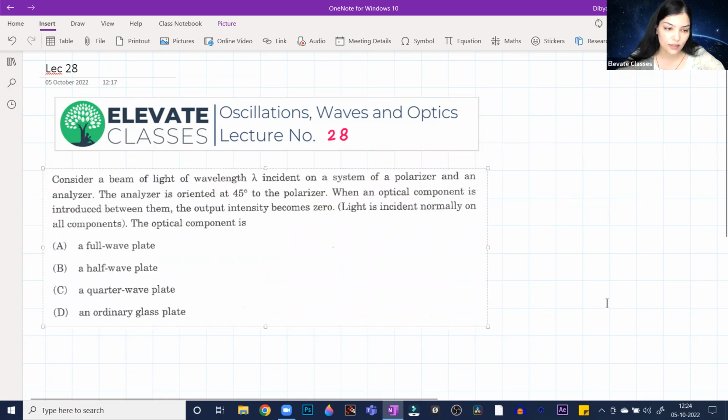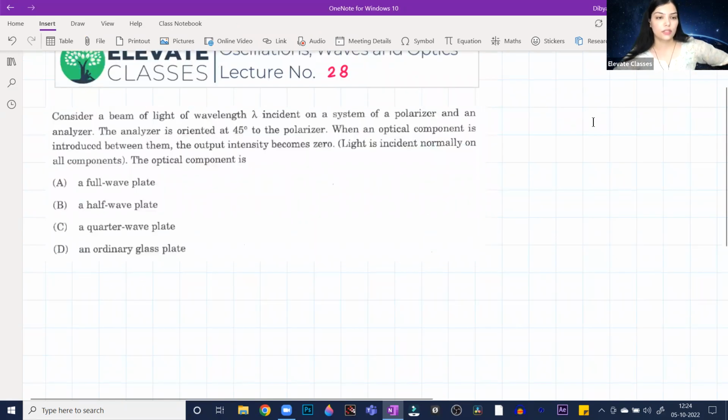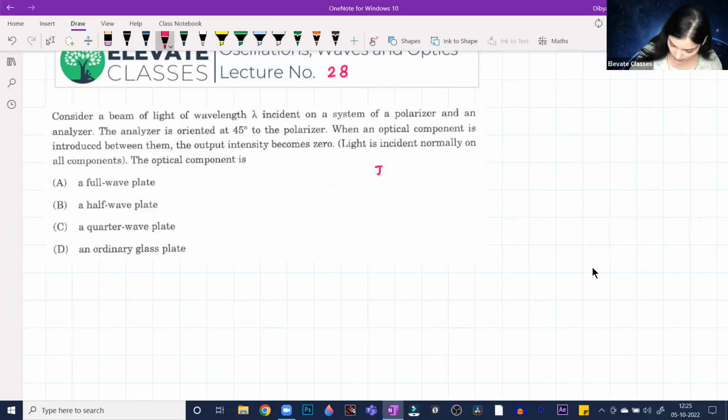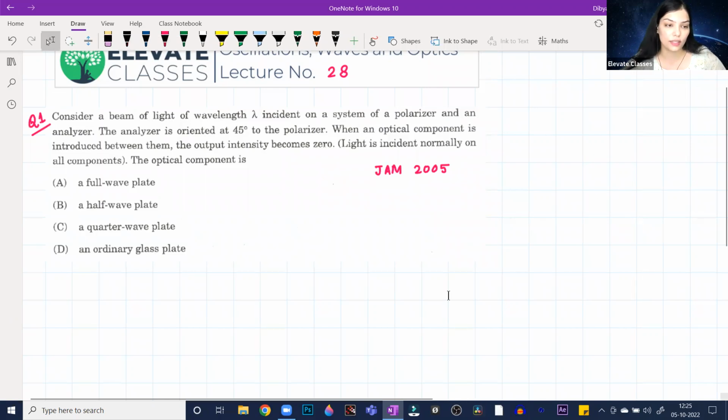So all of these are previous questions from JAM. So this is a question from JAM 2005. Okay, question 1. So try to read the question and see if you can attempt.